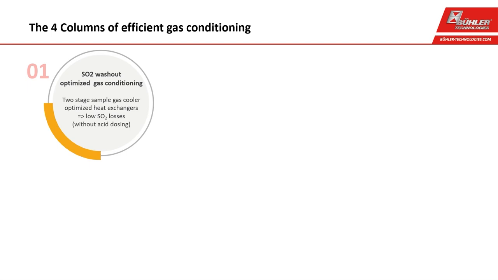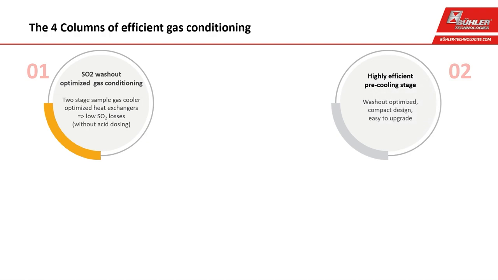There are two heat exchangers, especially designed for the task. There is just one gas path, and the washout optimization is achieved through a new heat management. All this can be extended through a highly efficient pre-cooling stage from Bühler Technologies, which has a very compact design and which can easily be added to the existing system.